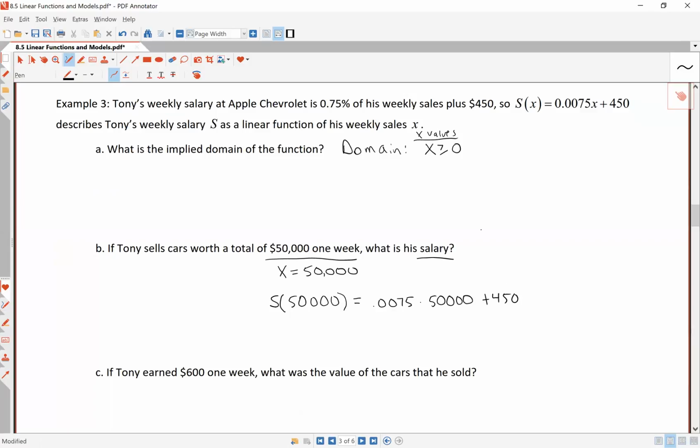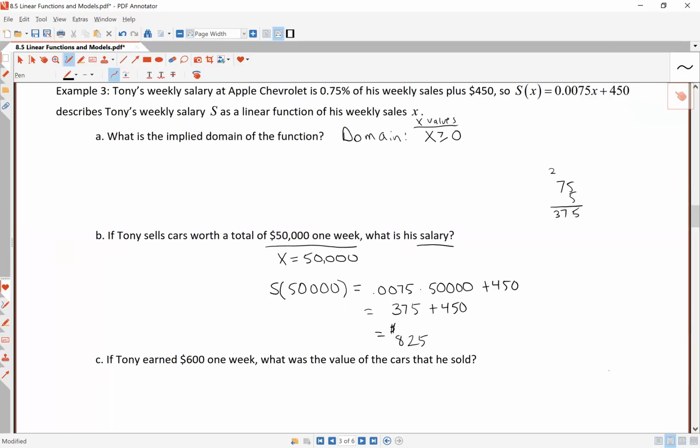So if he makes 0.75% of $50,000, we take 1, 2, 3, 4 decimal places away from the 0.0075. He's going to make 75 times 5, which is $375 for this commission, plus the $450 that he makes regardless, and that gives him $825 for his salary.